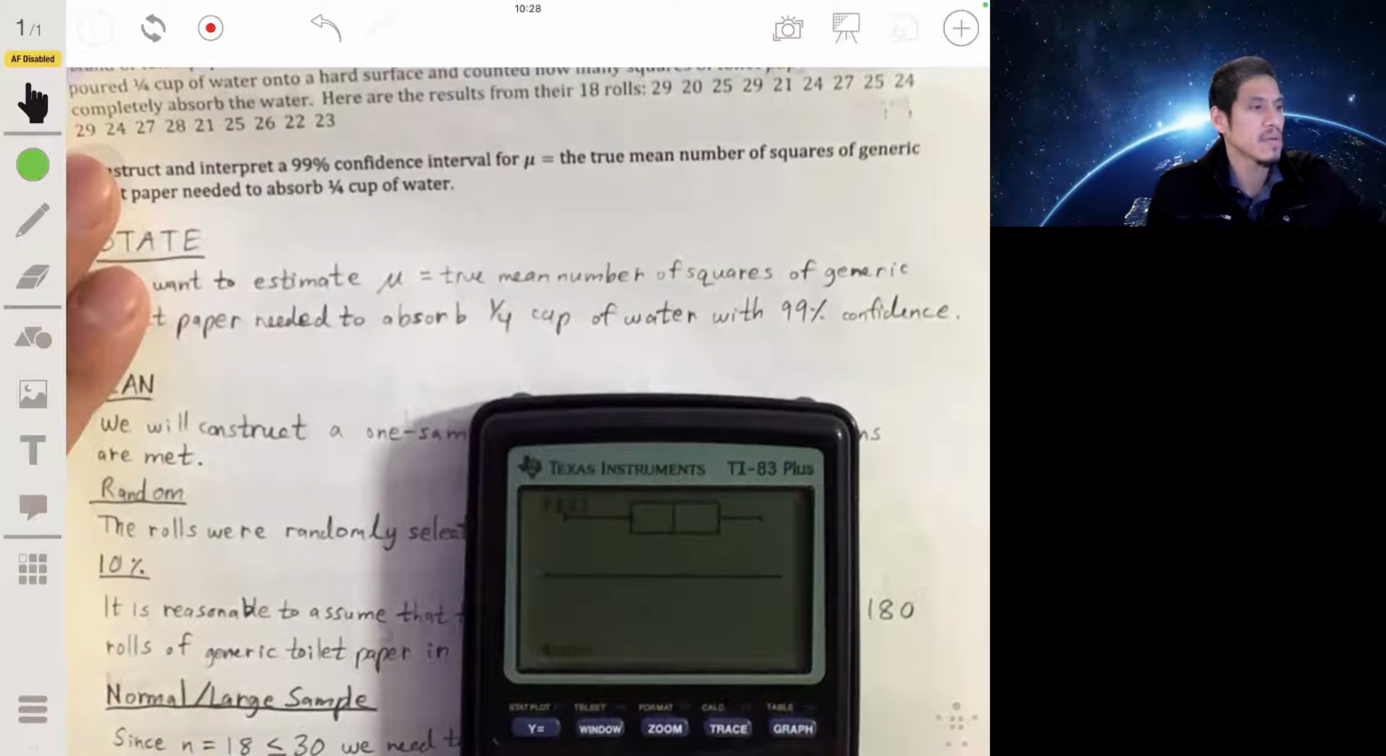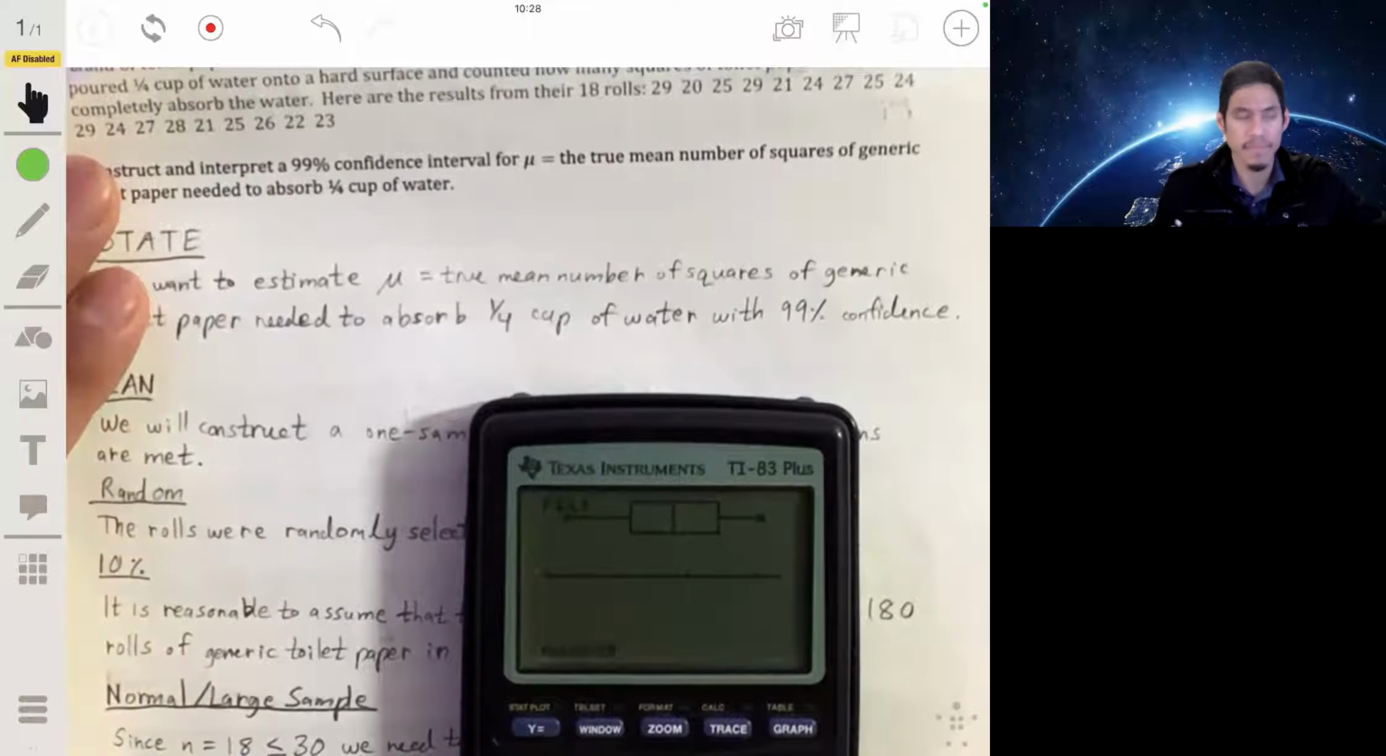Minimum 20, Q1 23, median 25, Q3 27. Did I say Q3? I mean Q1. Q1 is 23, Q2, or the median, is 25, Q3 is 27, and then 29 is the max.